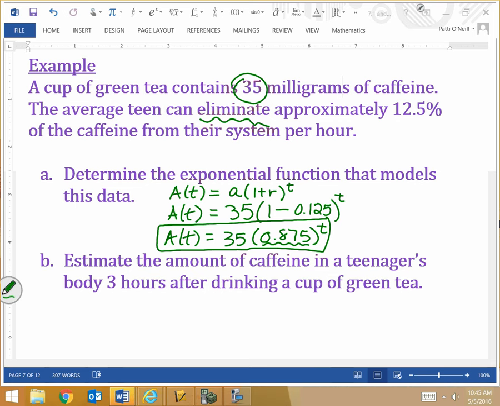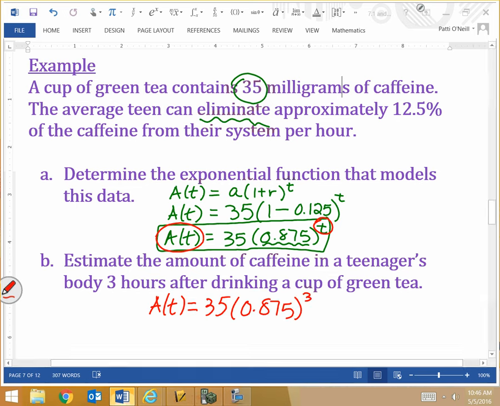Now, part B asks us to estimate the amount of caffeine in a teenager's body 3 hours after drinking a cup of green tea. So what are we trying to solve for? If this is our formula, we now have two variables. A of t represents the amount, and t represents time. So I have information about time, which I can plug in and find A of t. So my work for this will look like this. A of t equals 35 times the quantity of 0.875 to the third power.